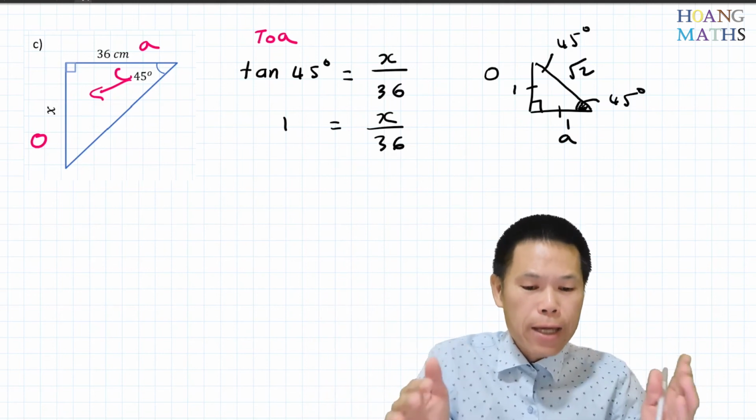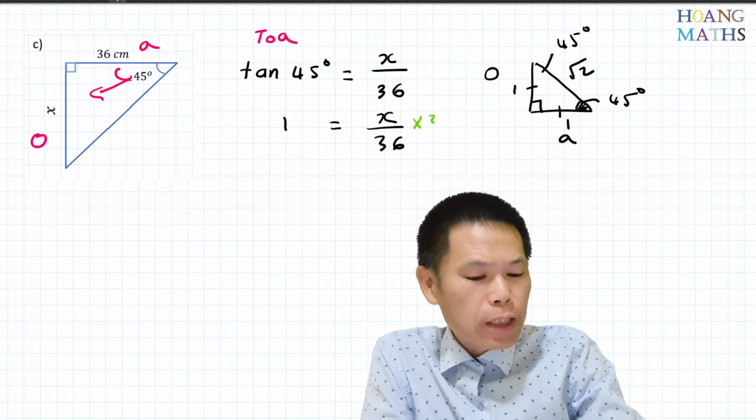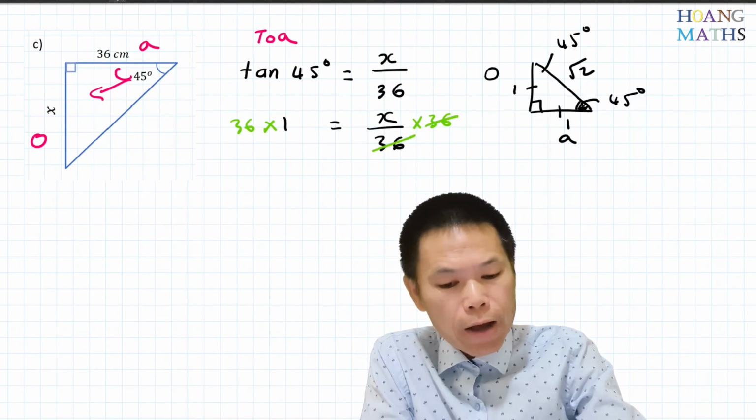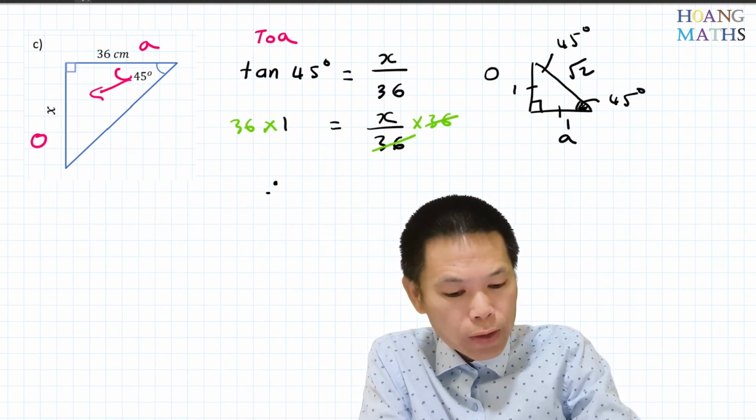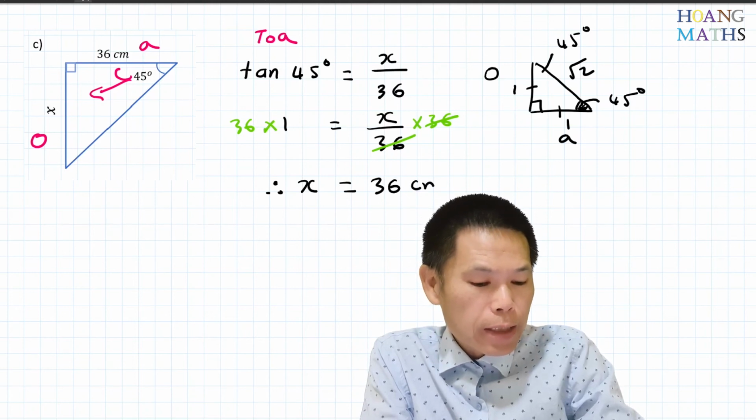Doesn't really matter, okay? So now to solve this, I just times 36 on both sides. So times 36, so that cancels out. So therefore, x is equal to 36 centimeters.